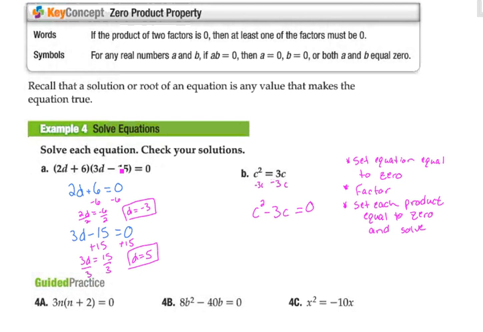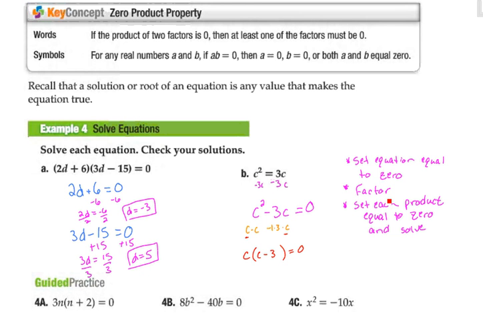Okay, so step 1 and 2 was done for us for A. It's already set equal to 0. They had already factored it. But we did this third one. We set each product equal to 0, and we looked at them each individually. So we set it equal to 0 here. Now we have to factor. Again, what do each of these have in common? Looks like they both have a C. So I'm going to factor out a C. And in parentheses, I have a C and a -3 left over.